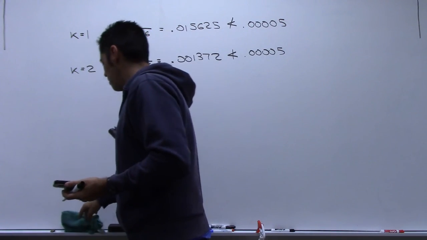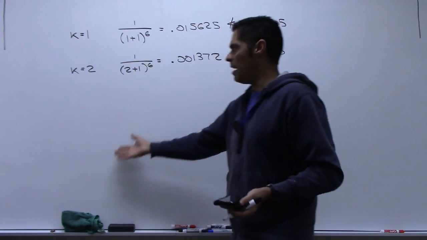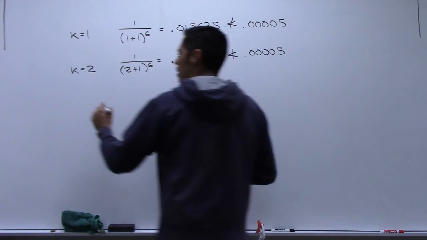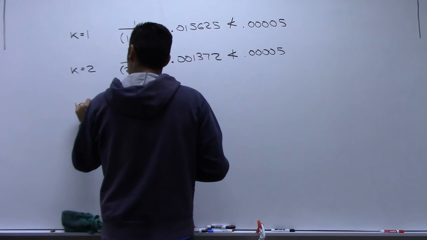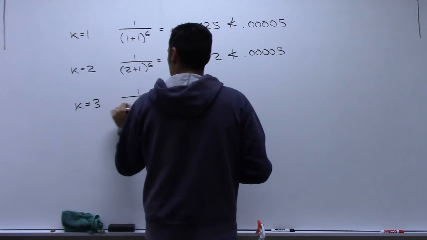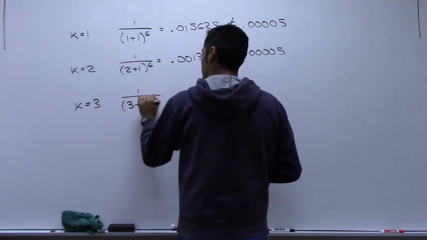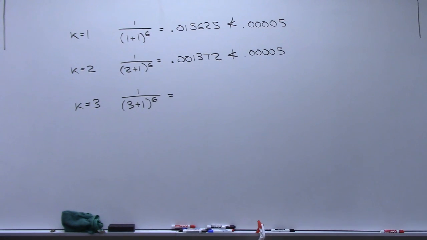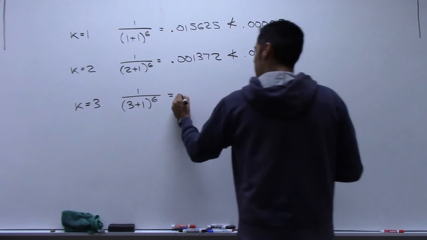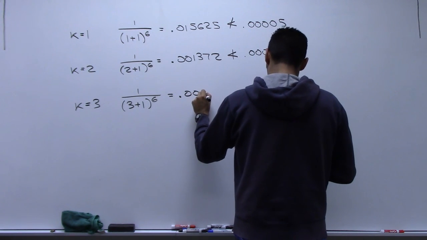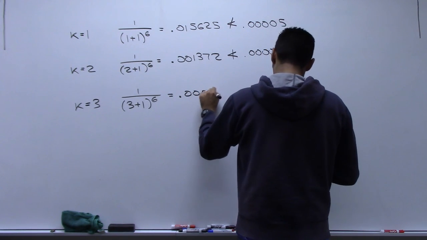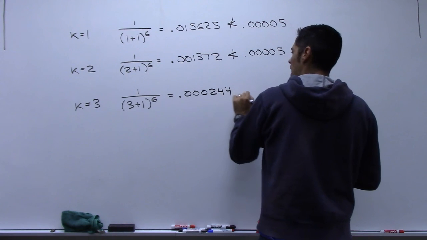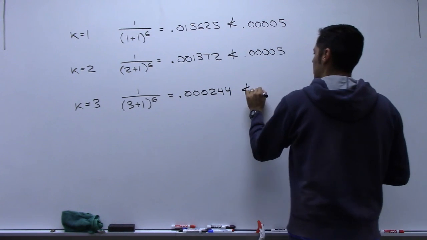And we're looking for the smallest k. Of course, I could let k equal 10 and it would work, but I'm trying to find the smallest k that's going to work. So k is 3, 1 over 3 plus 1 to the 6th. Let's see, that's 1 over 4 to the 6th. I get 0.000244. So that's still not less than this.